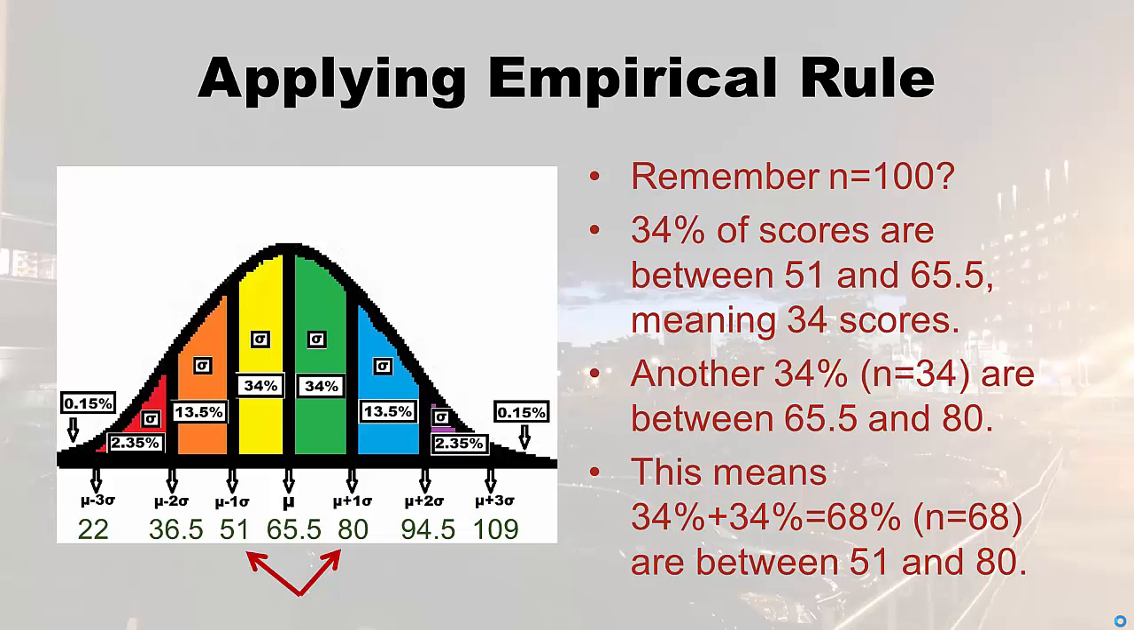So I'm standing there in that class and I've got a 73. But I know 34 of those people I'm looking at have a score between 51 and 65.5. I also know that another 34%, or another 34 in this class because there's 100, have a score between 65.5 and 80. And my 73 is somewhere in there, right? So already I'm getting an idea that 68 people, or 68% of the scores, are going to be between 51 and 80, right? And so I'm right there with 68% of the class.